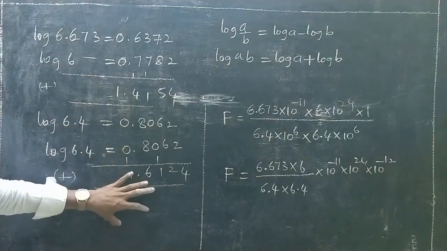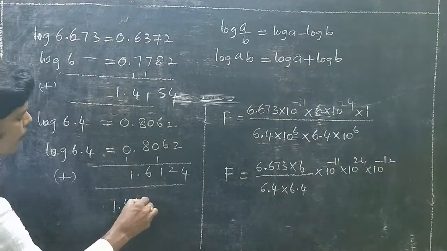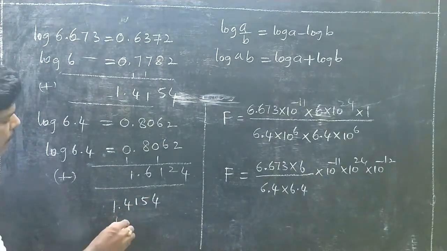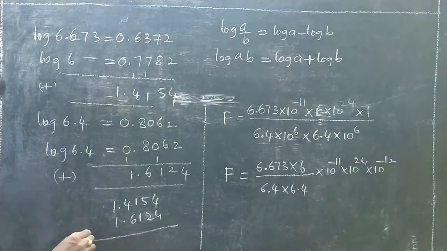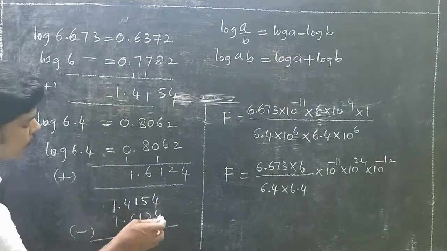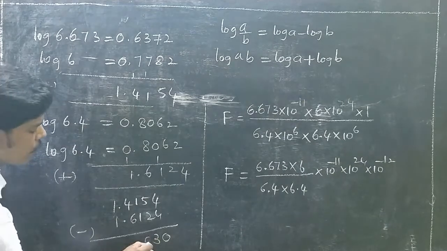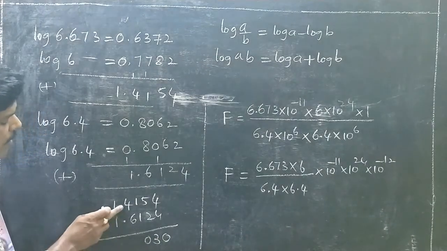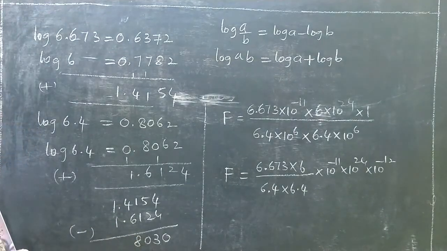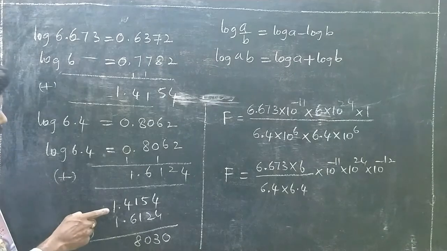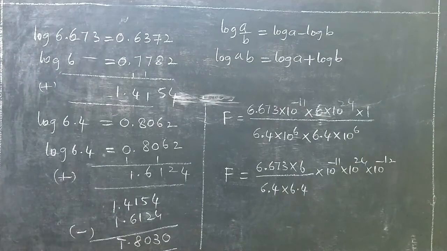This is the denominator value, 1.4154. Both these values are to be subtracted. So 1.6124 minus 1.4154. Subtract these two values: 4 minus 4 is 0. 5 minus 2 is 3. 1 minus 1 is 0. 4 and 6: if you subtract 6 from 14, it is 8, 0. The value is 0, and 0 minus 1 is 1 bar. So 1 bar 0.8030.